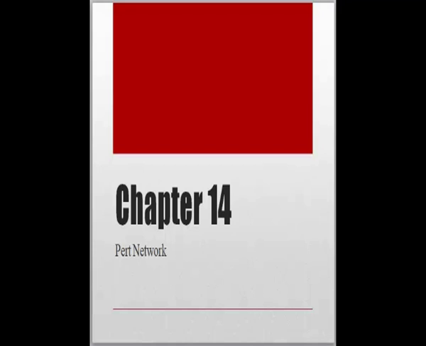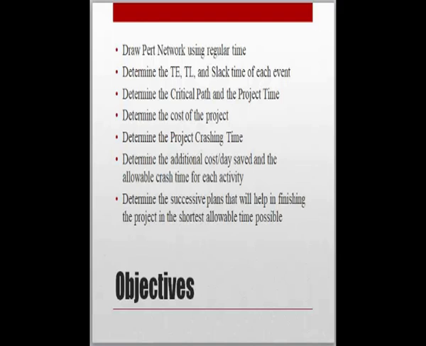In Chapter 14, we're going to learn how to draw the Pert Network using the regular time, determine the earliest allowable time and the latest allowable time and the slack time of each event, determine the critical path and the project time, determine the cost of the project, determine the project crashing time, determine the additional cost per day saved and the allowable crash time for each activity, and how to determine the successive plan that will help in finishing the project in the shortest allowable time possible.